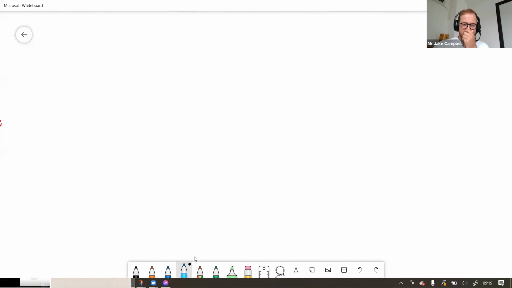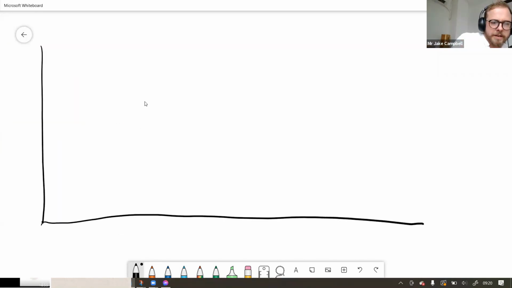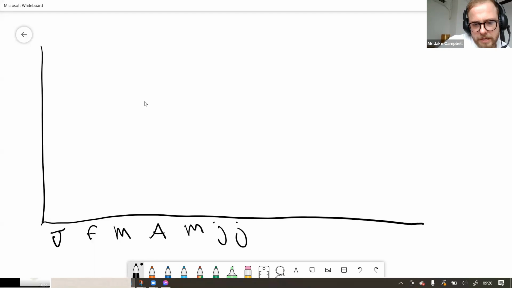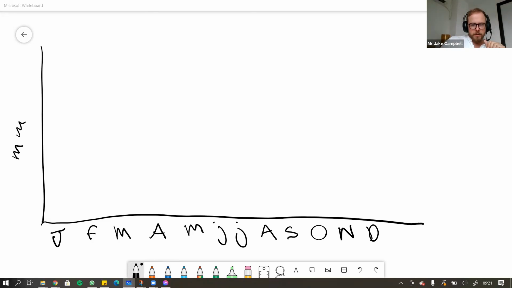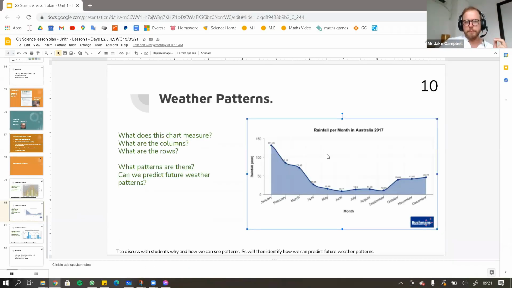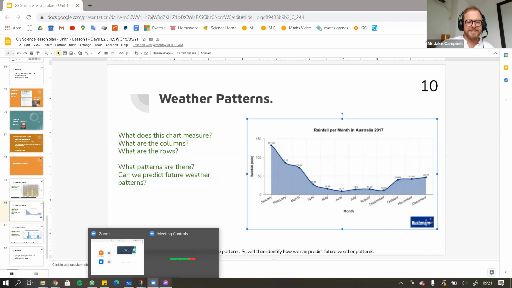Okay, class, on the other page, we had the rainfall in 2017. I'm going to draw a table quickly. So here we have the months: January, February, March, April, May, June, July, August, September, October, November, December. Here, I'm going to put the millimeters down. Now, let's go back and look. This is the rainfall in Australia 2017. I would like you all to predict the pattern for 2018.